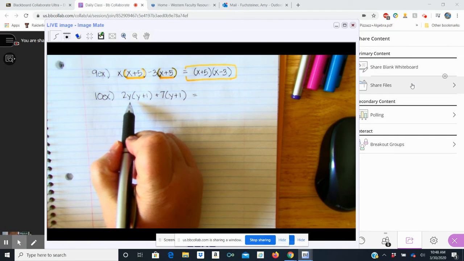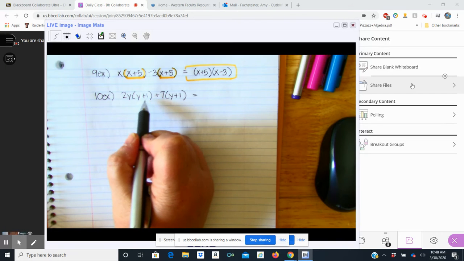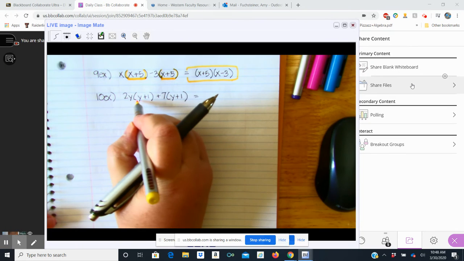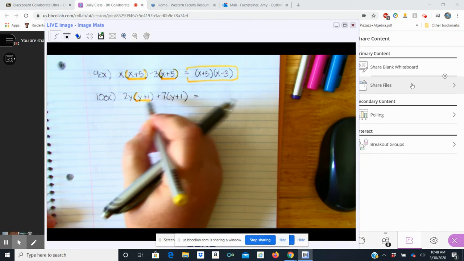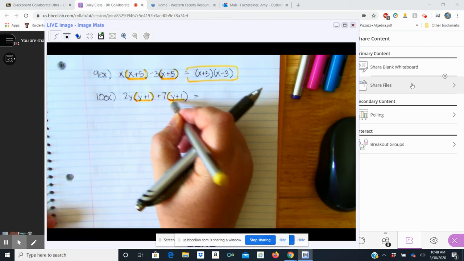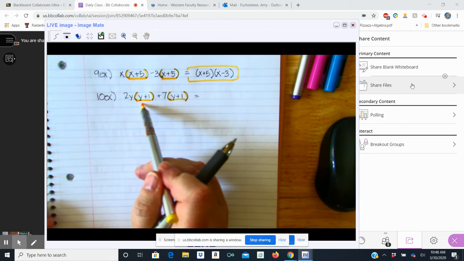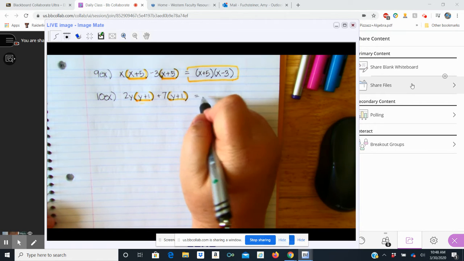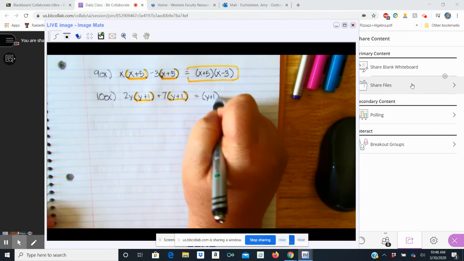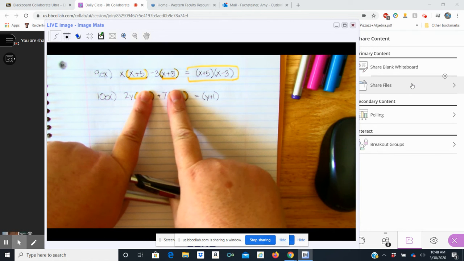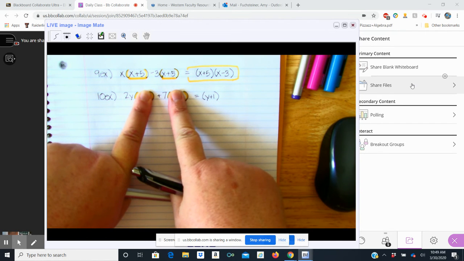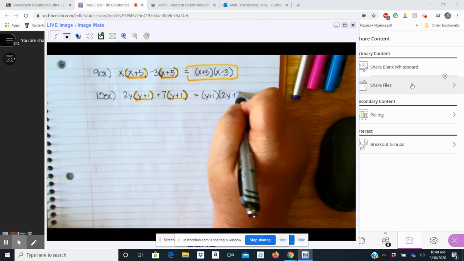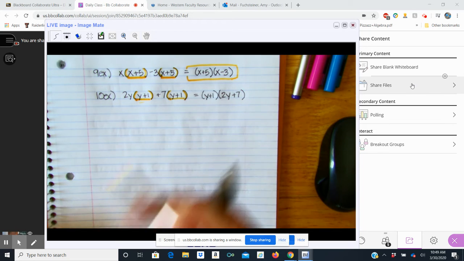Here I have 2y times in parentheses y plus 1 plus 7 in parentheses y plus 1. And again, we see that y plus 1 is common to both of these terms. That means that I can pull that y plus 1 up front, leaving me a second factor of 2y plus 7.